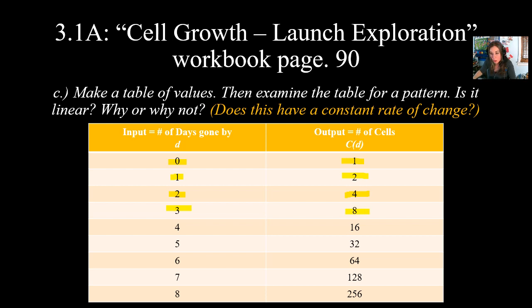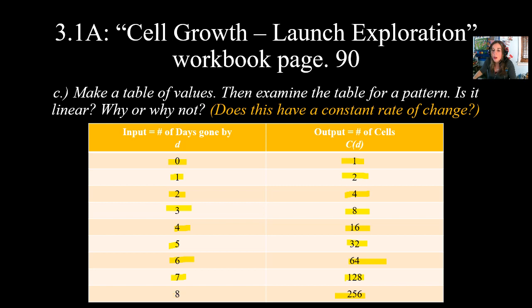And this is going to keep happening, right? After 4 days have gone by, I'll have 16 cells. After 5 days have gone by, I'll have 32 cells. After 6 days have gone by, I'll have 64 cells. After a week, I'll have 128 cells. And after 8 days, I'll have 256 cells.